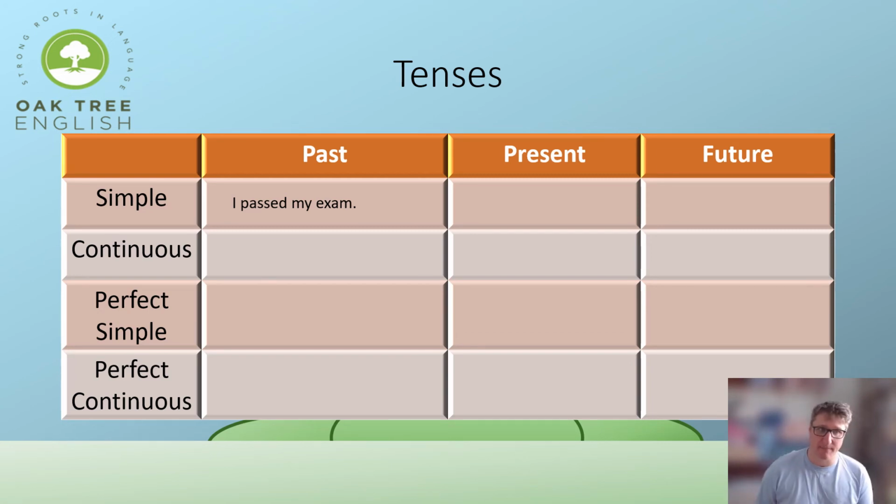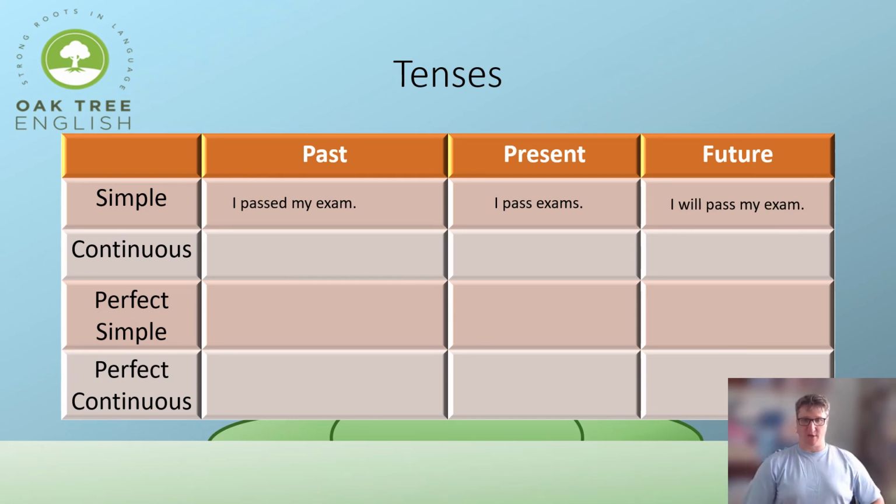I passed my exam. The present simple is something that is true all the time. I pass exams. That's my thing. That's my hobby. My hobby is passing exams. I pass exams, don't you know? Something that happens all the time. Future is... Stop me if I'm getting too complicated here. It's something that will happen in the future. So the future simple would be something like, I will pass my exam. I'm making a prediction. I will pass my exam.